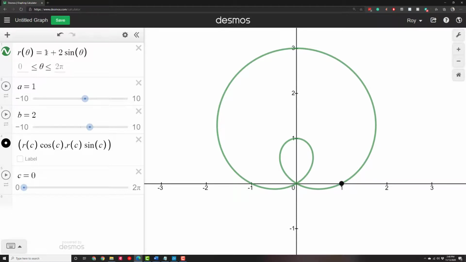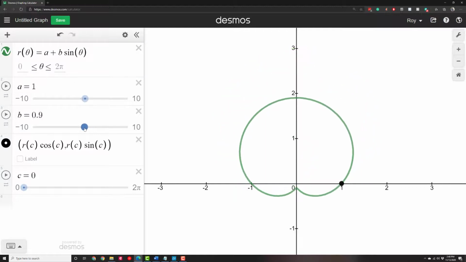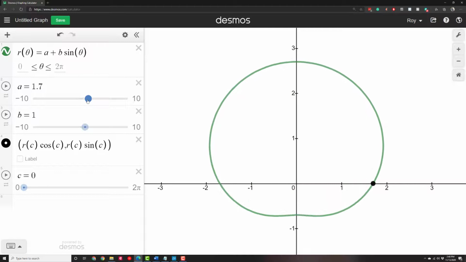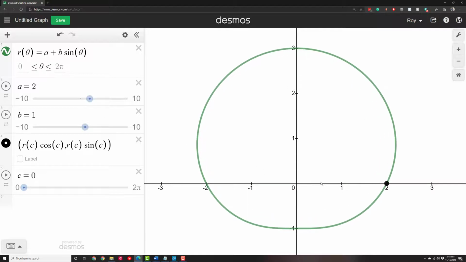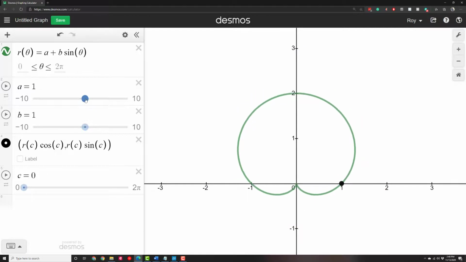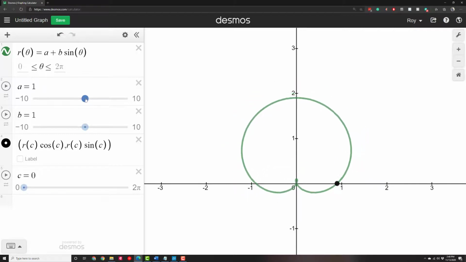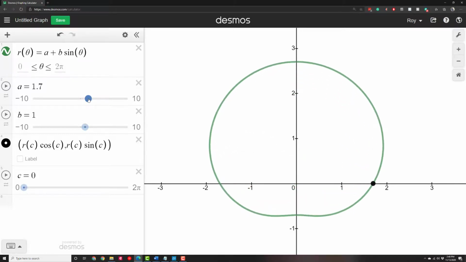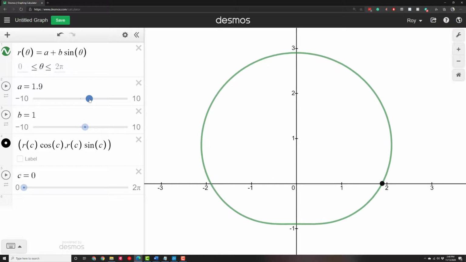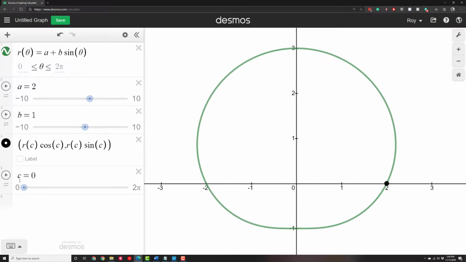Now what happens if you switch it up? So I'm going to bring this back to a, and I'll bring this back to b. And instead of a being 1 and b being 2, we'll do a being 2 and b being 1. And notice that look, we lost the inner loop, right? We had a cardioid when a and b were the same, and a loop when a was less than b. But notice when you pull that out, it gets a little flatter at the bottom. It's like a flat tire almost.